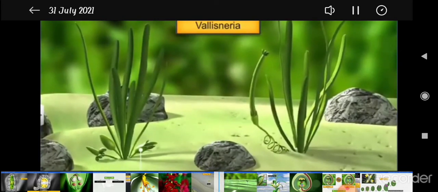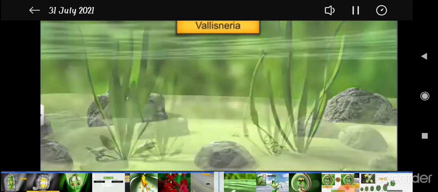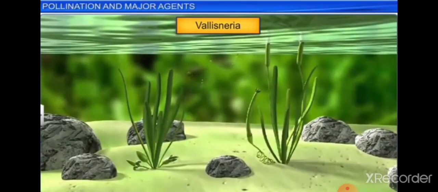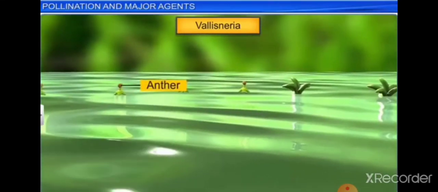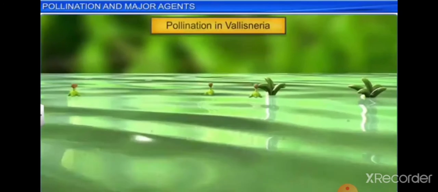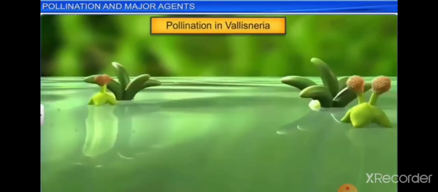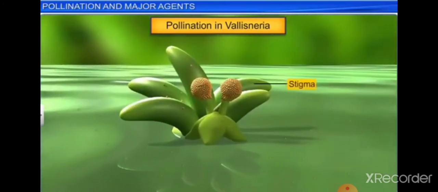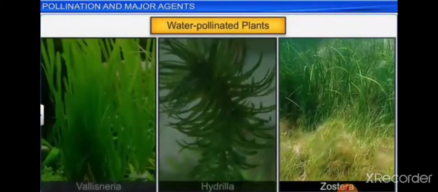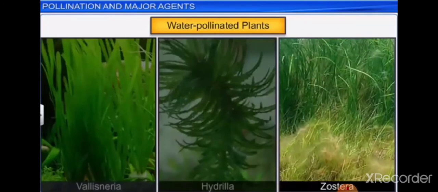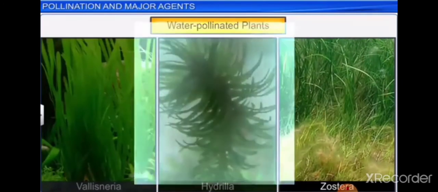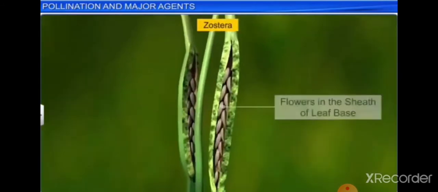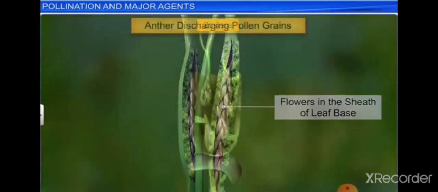The male plant, on the other hand, remains submerged in water, where it produces several tiny floral buds. You can see them. Upon maturing, the buds rise to the water surface and open up to expose the anthers. Pollen released from the anthers is scattered by water currents, where some of them eventually come in contact with the stigma.